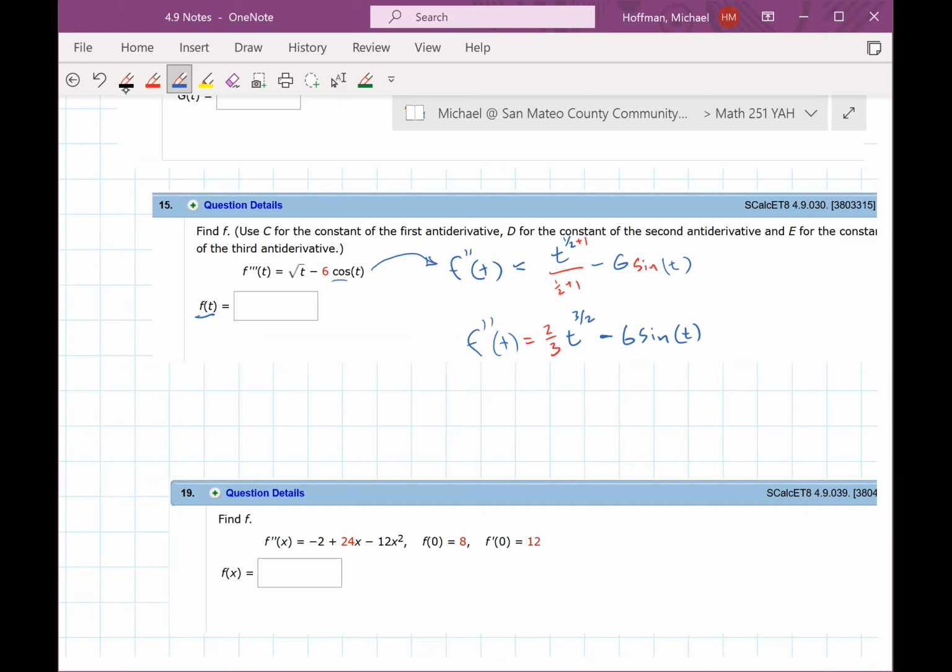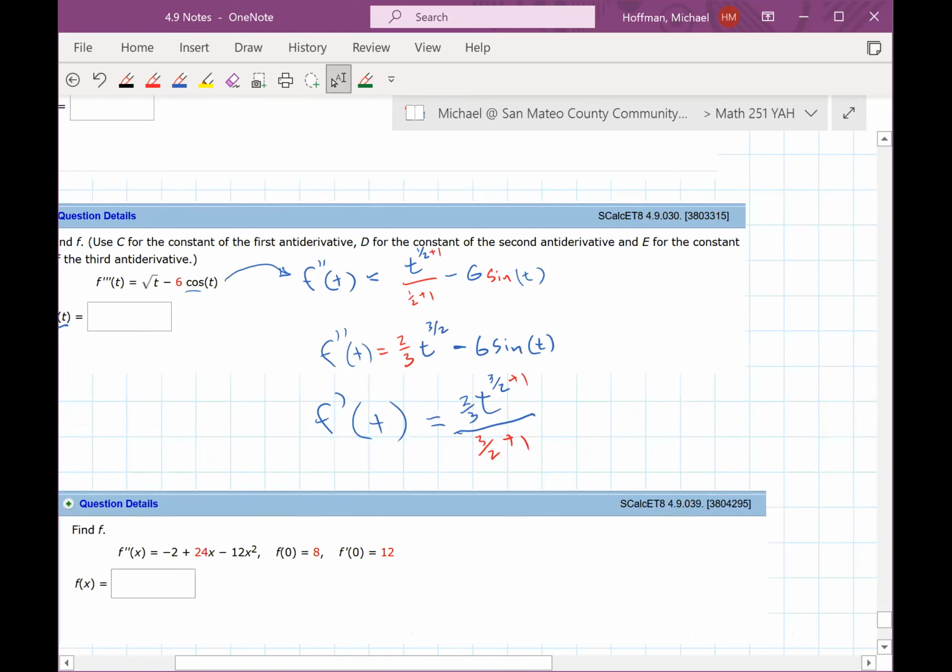Now we do it one more time. In fact, we need to do it 2 more times. If I want to take off the prime, I'm going to apply the power rule again. So I'm going to write t to the 3/2. I'm going to have a 2/3 in the front. This is all going to be divided by this thing plus 1, 3/2 plus 1.